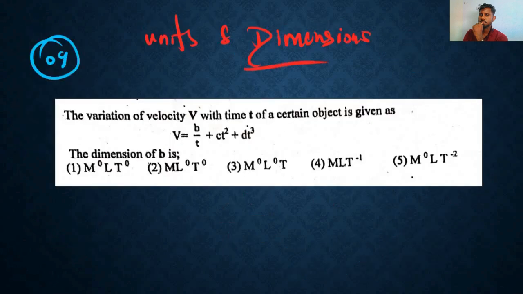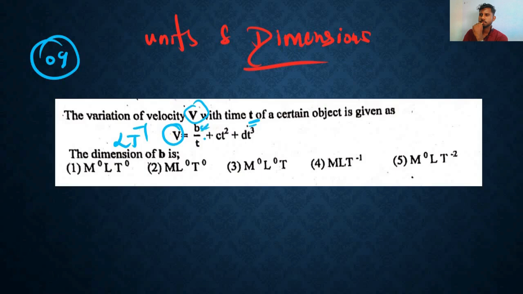Moving into question number 9. The variation of velocity v with time of a certain object is given as. So here v is LT minus 1, of course, we know that. And they're asking the dimensions of b, right?